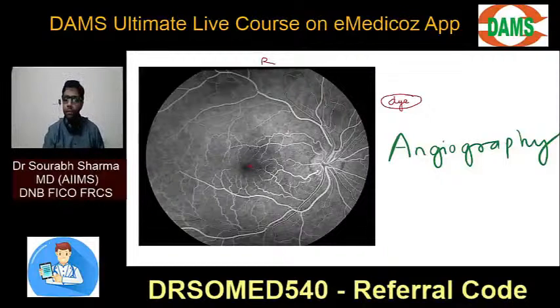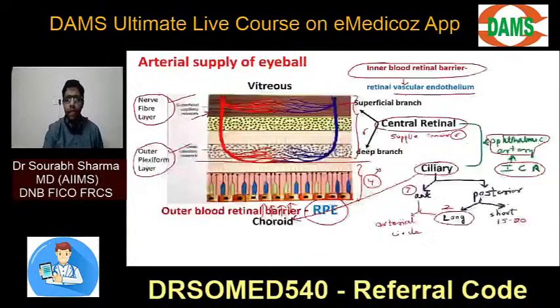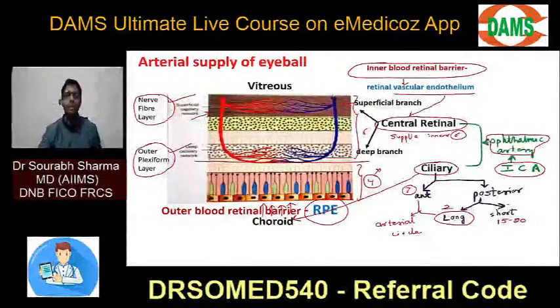Okay, before that, the inner barrier. The inner barrier is made up of the blood vessel endothelium. The endothelium is very strong and does not allow blood to go from the vessel into the retina. The inner barrier is applicable for the inner six layers, the central retinal artery circulation. But the outer barrier is applicable for the choroidal circulation.